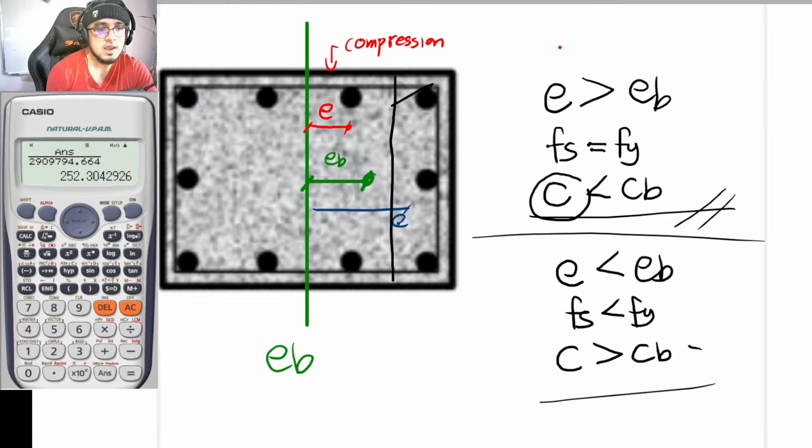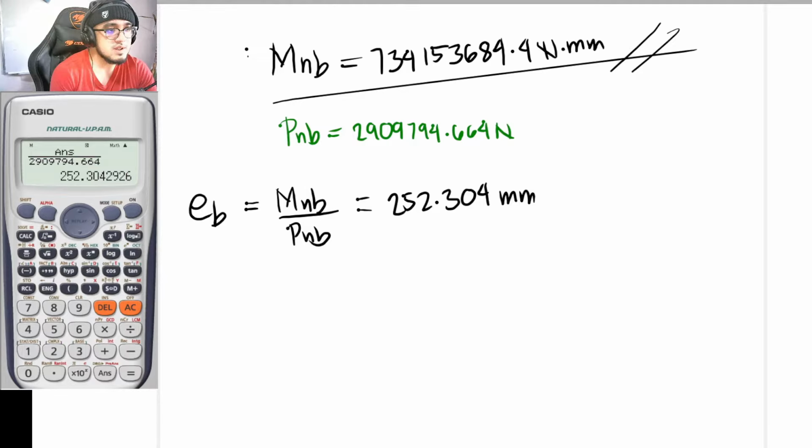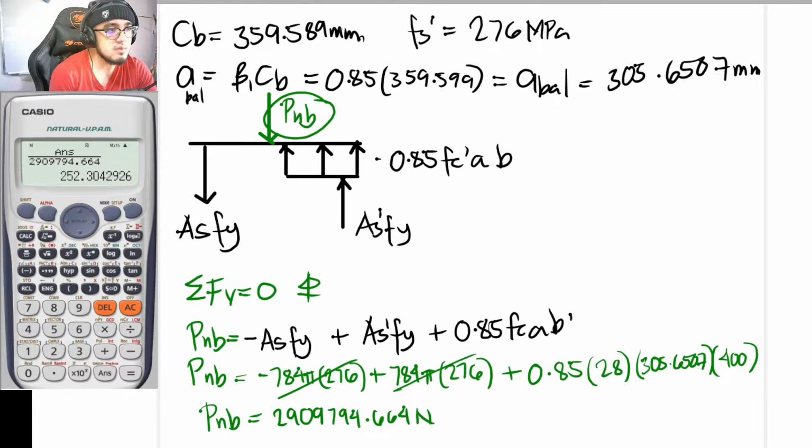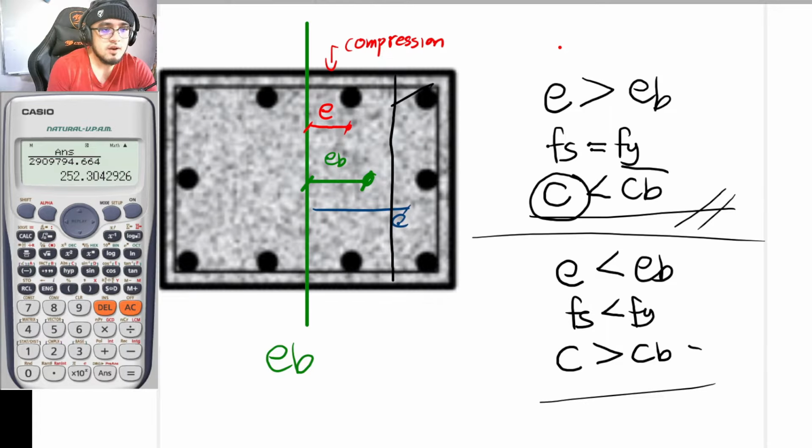And for our c, or the true value of c, is to be greater than c_b. Okay, so with that, what is to be our c_b once again? So our c_b is to be equal to 359.589. Our assumption should be greater than, should be less than. Oh yeah, correct. It should be less than c_b. So you just repeat that, it is reversed, guys. So if your e is greater than e_b, your assumption for c should be less than c_b. So it is to be the other way around.